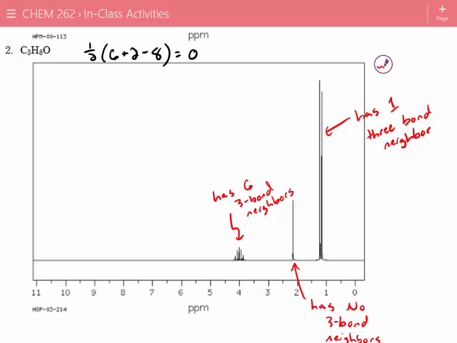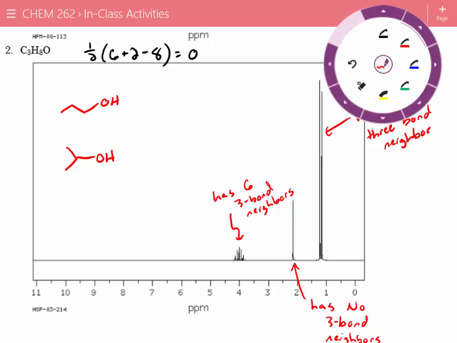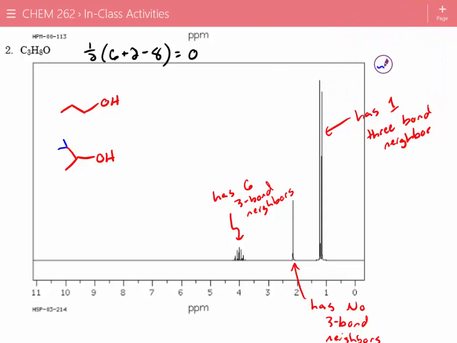Okay, so we could say, all right, C3H8O could be propanol. Or what else? Okay, or isopropanol, right? So these are the 2 isomers. Which one do you think fits the data? So let's draw in the protons for isopropanol. Okay, if we look at the protons on isopropanol, I'm going to even change this last one to blue.